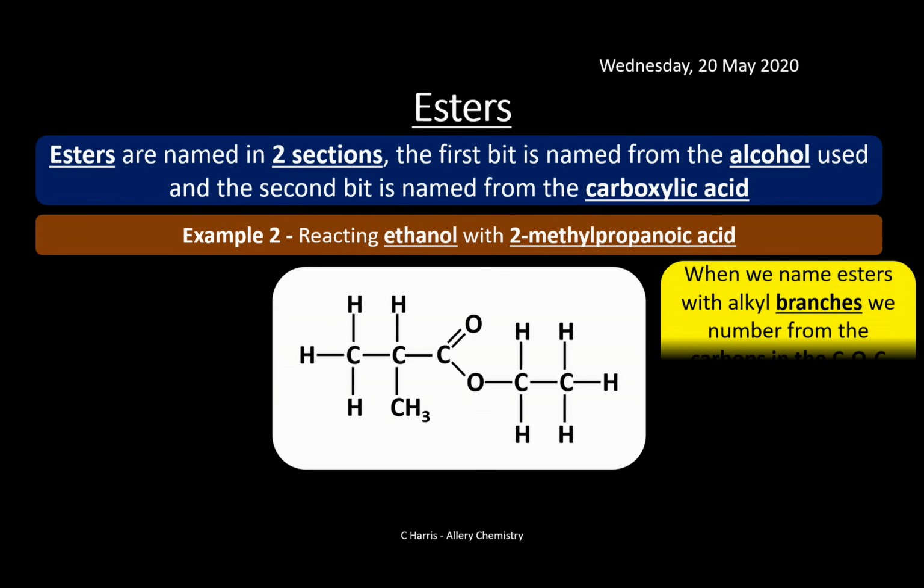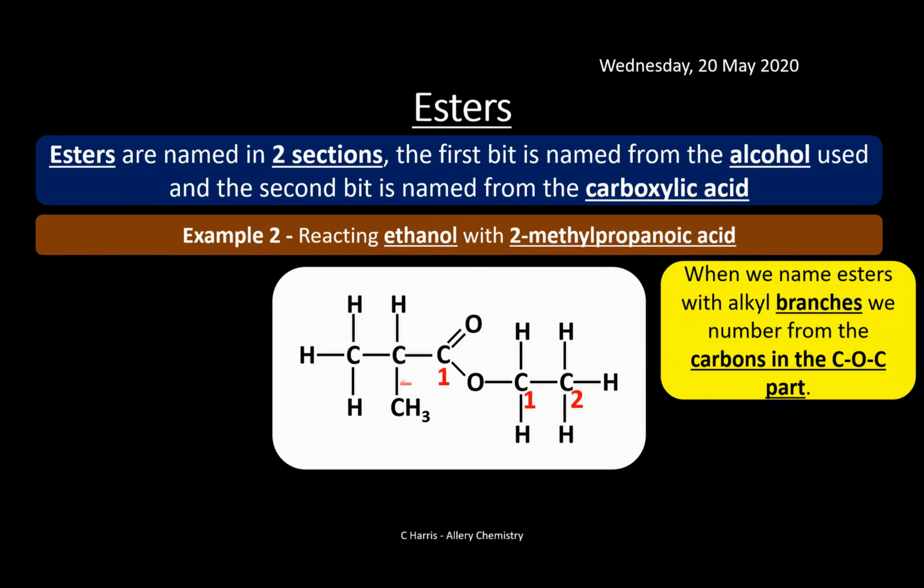When we name an ester with an alkyl branch, we number from the C-O-C part, so that's this bit here. We always number it from here, so that's carbon 1, 2, 3, and that's carbon 1, 2. We never name it the other way. We always number closest to this group here. That's the first thing we should say.